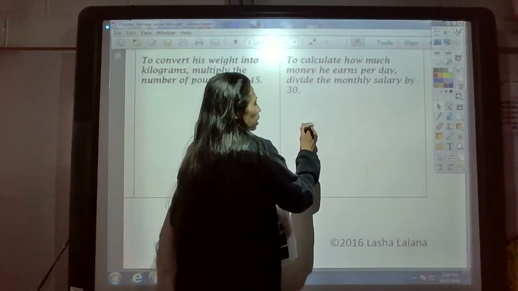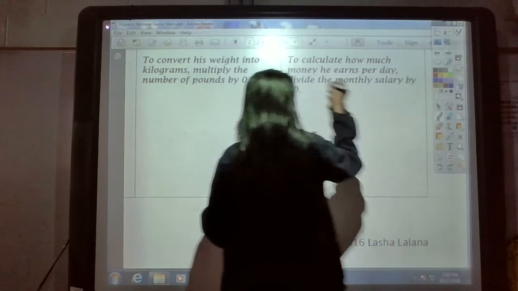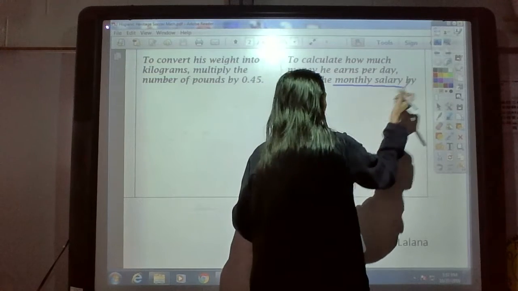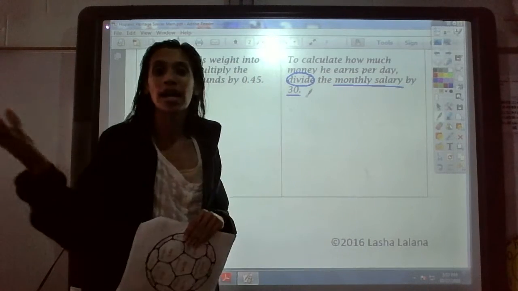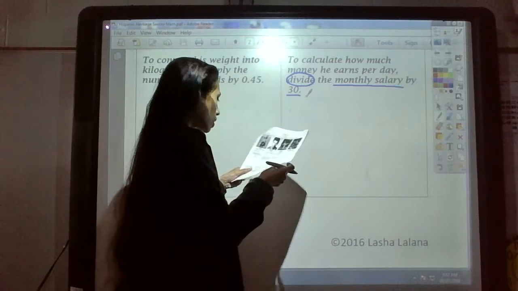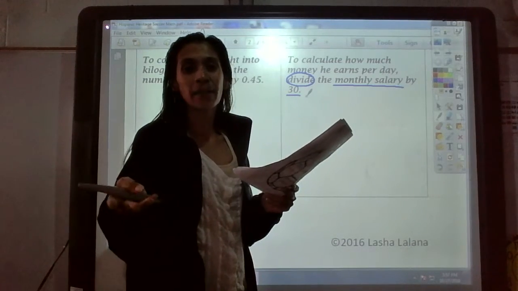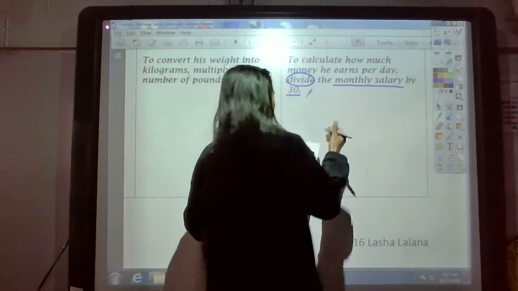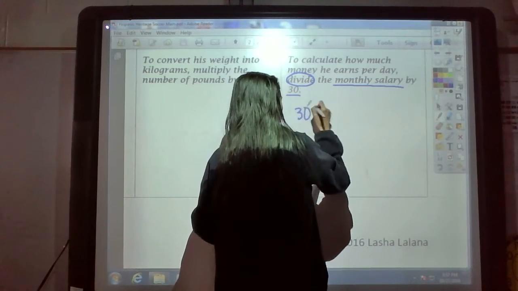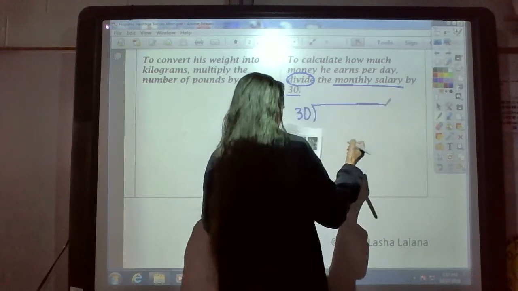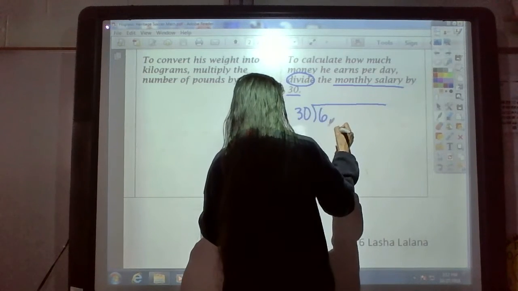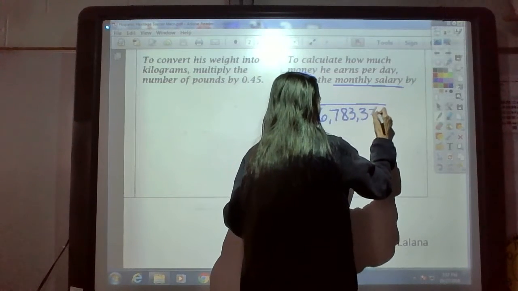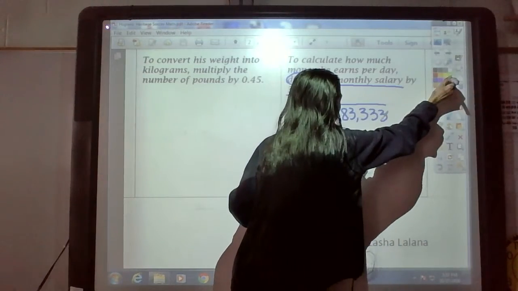I need the pen. We need to divide the monthly salary by 30. So let us set up that problem. When you set it up, what we're dividing by goes on the outside, and what we're actually dividing goes on the inside. So 30 goes on the outside, and on the inside, we have 6,783,333. Are you ready?